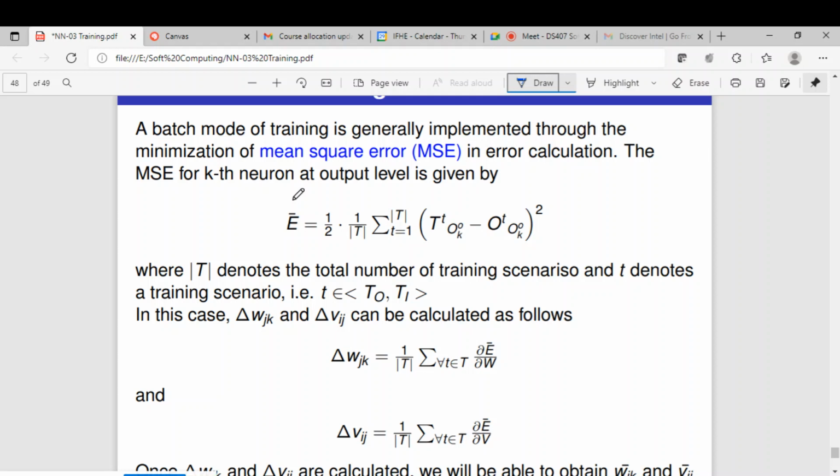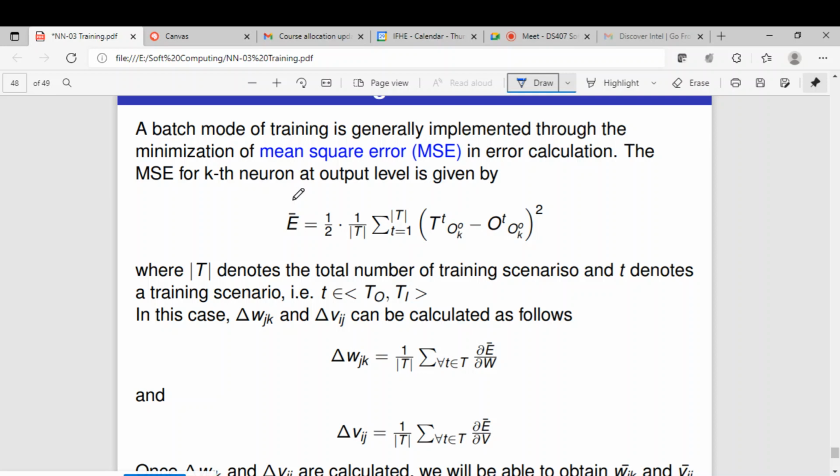A batch mode of training, so that is called batch training. Back propagation is nothing but training. So we don't do training for every set of input, rather we'll do training for all the inputs combinedly, we'll calculate the error and then we'll go for training. A batch mode of training is generally implemented through the minimization of mean square error in error calculation. The MSE of the kth neuron at the output level is given by this, for the kth neuron alone, but for all the inputs, batch input.